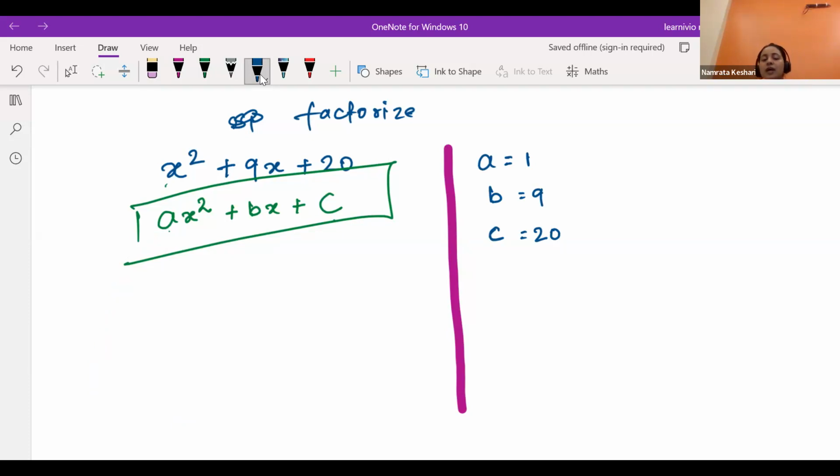Yes, ma'am. With x square, whatever is multiplied, that is A. With x, whatever is multiplied, that is B, along with the sign. And C is just a constant without any x and y.